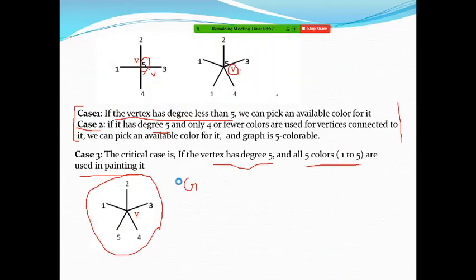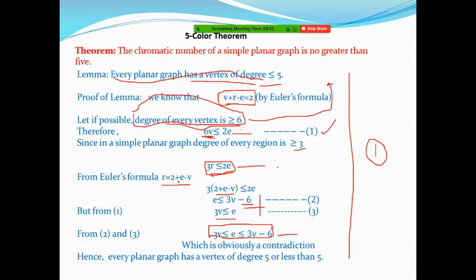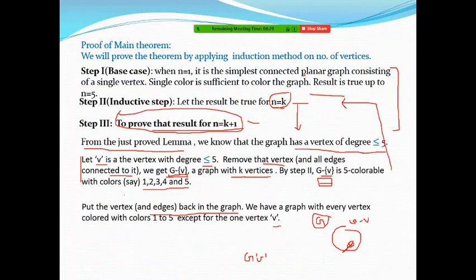So again I am giving you the brief outline. The 5 color theorem: less than or equal to 5 colors are used to paint the regions of the world map. It is one example. The 5 color theorem says the chromatic number of a simple planar graph is not more than 5. It is based upon one lemma. That lemma says every planar graph has a vertex with degree less than or equal to 5. Then the induction process: step number 1, for the base case up to 5 it is trivially true.